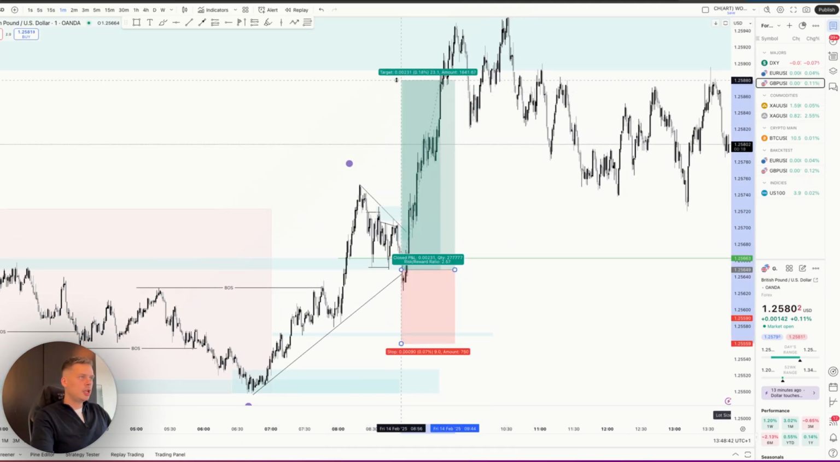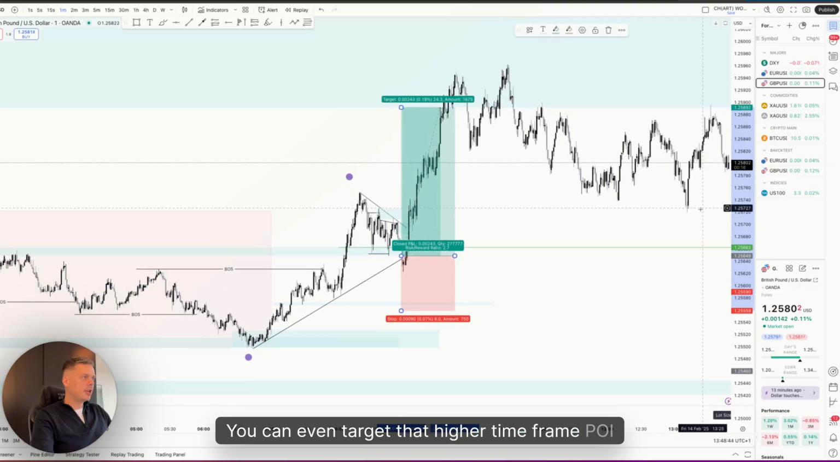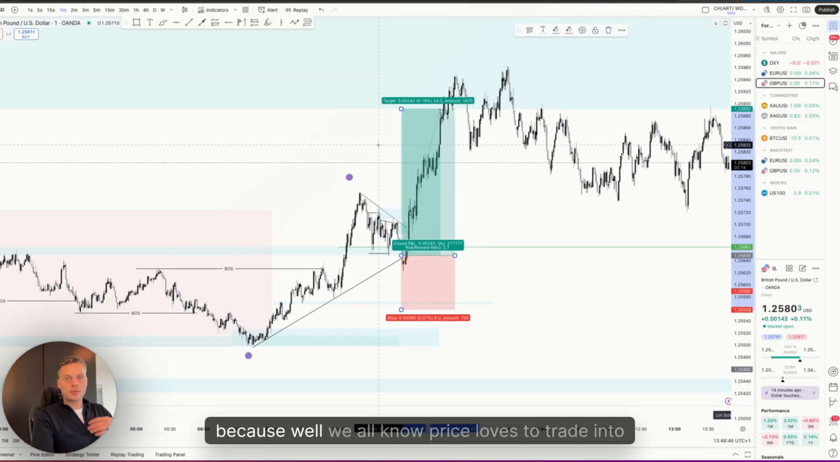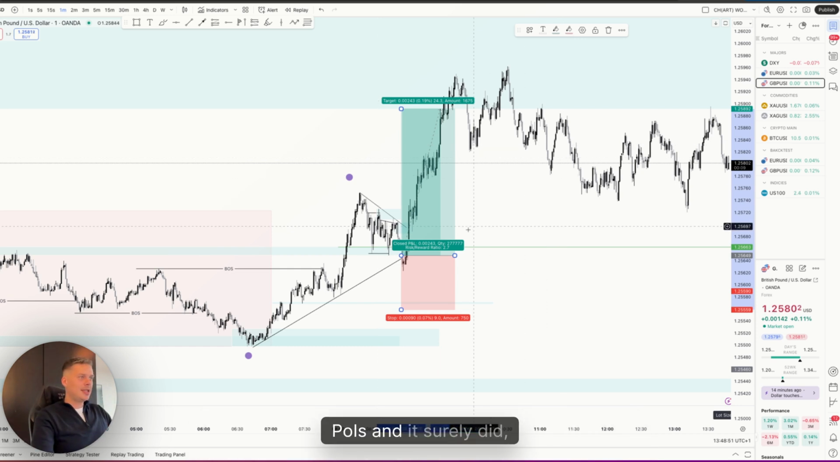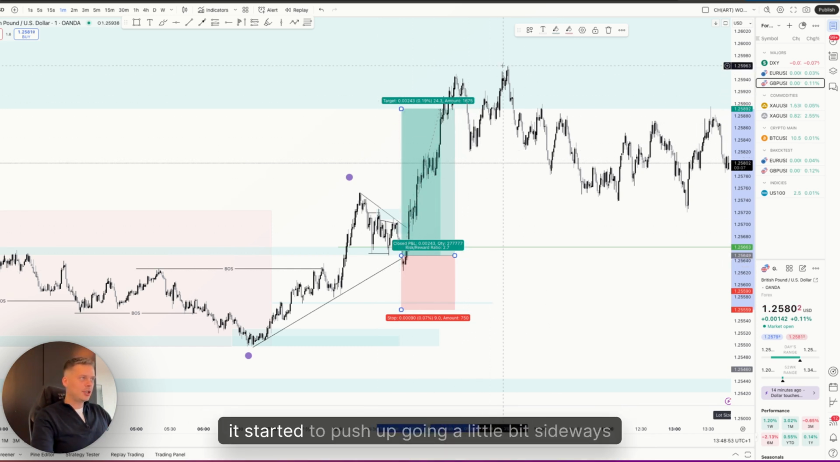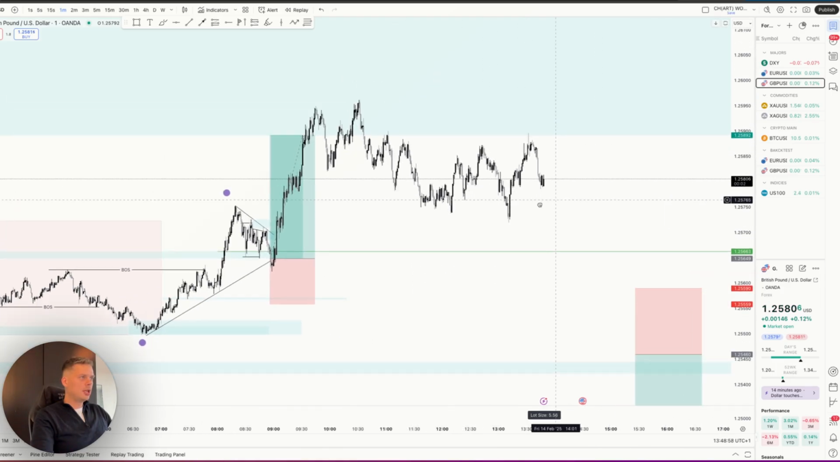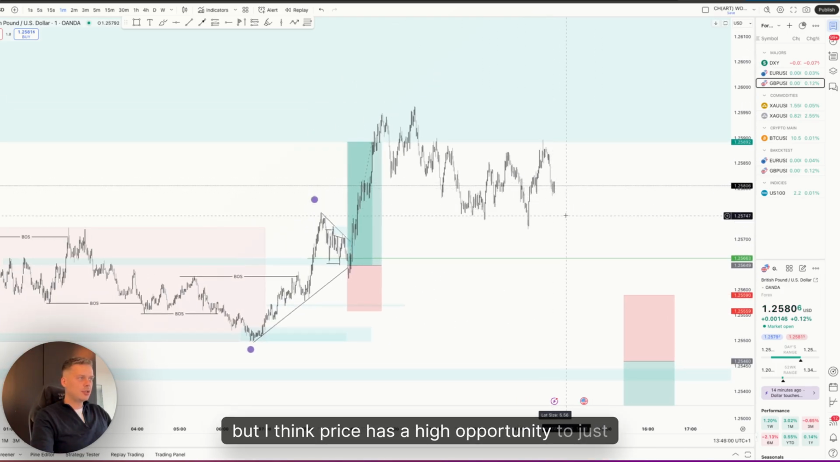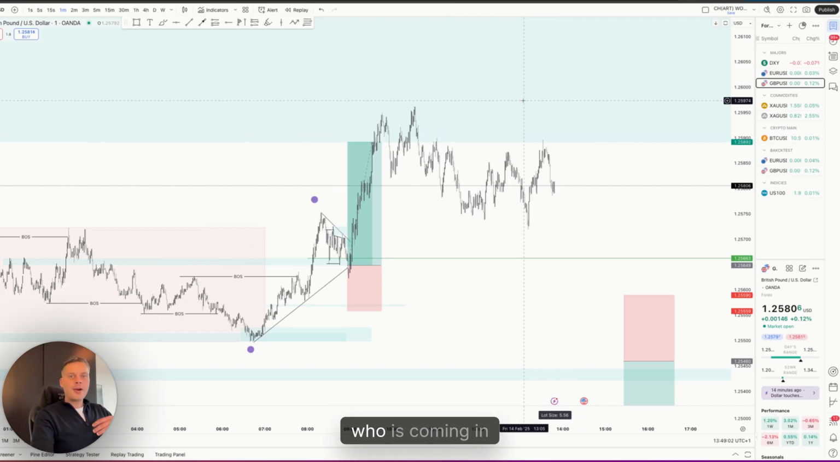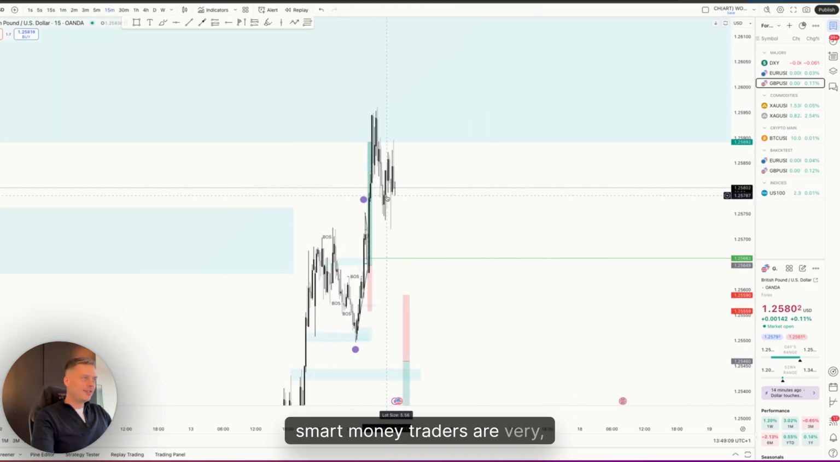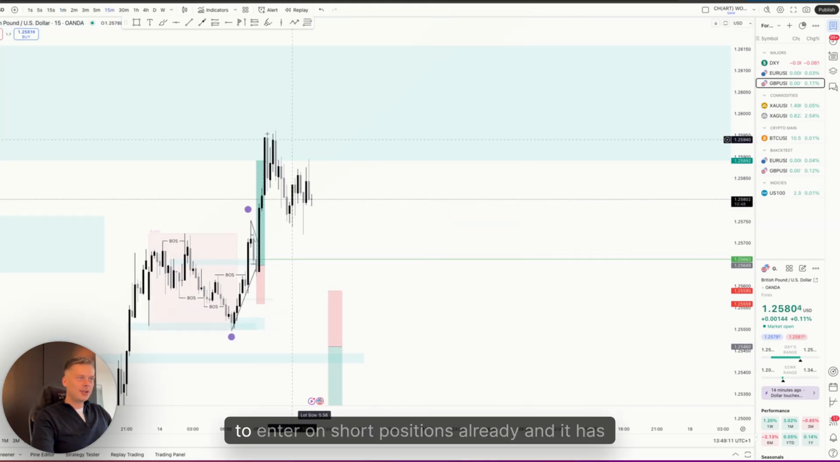It's already here. You can even target that higher time frame POI because, well, we all know price loves to trade into POIs, and it surely did. It started to push up, going a little bit sideways for sure right now, but I think price has a high opportunity to just rocket off because who is coming in from POIs? Well, in this case, smart money traders are very, very excited to enter on short positions already.